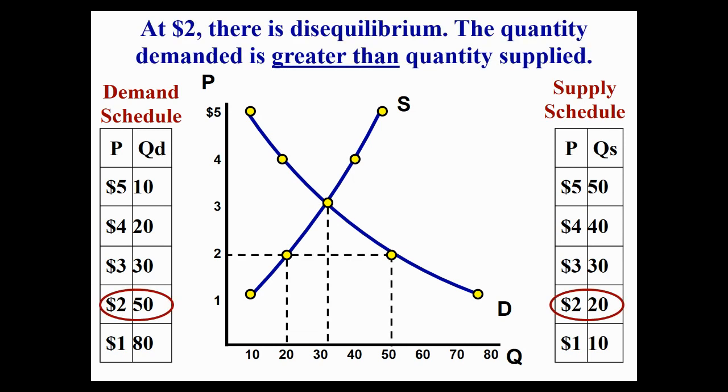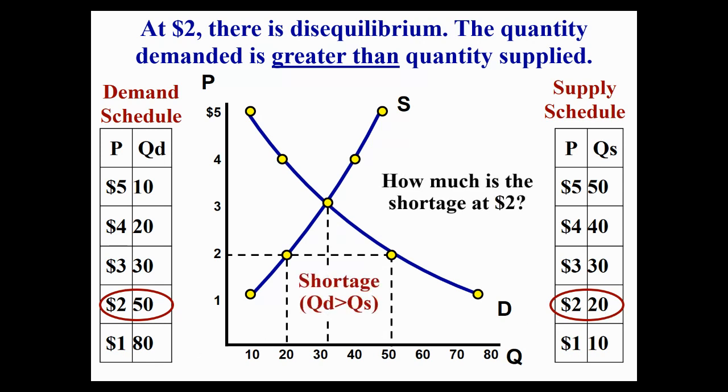Then what happens if the price is too low? Once again, we can see here on the demand schedule at $2, we demand 50. At $2, producers are willing to supply 20. What does that mean? That means that we have a shortage, right? The quantity demanded is greater than the quantity supplied at $2. Therefore, we have a shortage of 30 units.